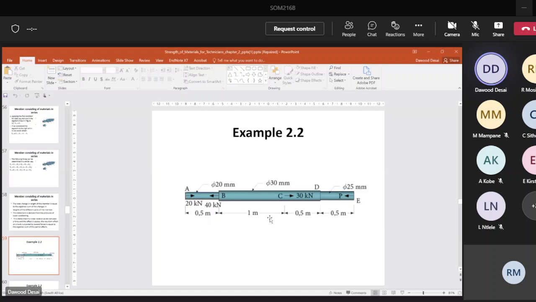So somebody give me the answer. What will force A do to segment AB? Will it expand it or will it contract or compress it? It will compress it. Thank you so much.